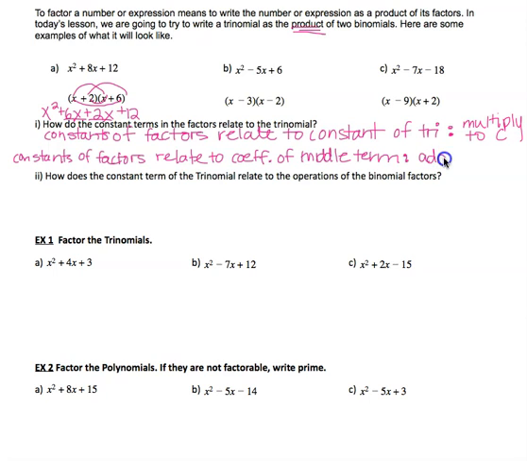Hopefully you said that they add to b, because -9 plus 2 is -7. -3 plus -2 is -5. And 2 plus 6 is 8. So this is always going to be true. Then it wants to know, how does the constant term of the trinomial relate to the operations of the binomial factors? So meaning we're talking about the signs now. So when they were both plus, that means we had plus plus.